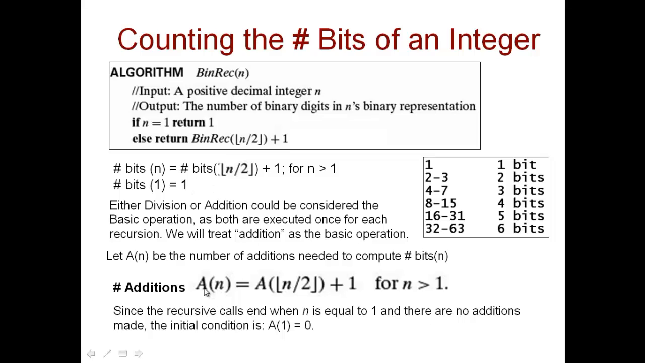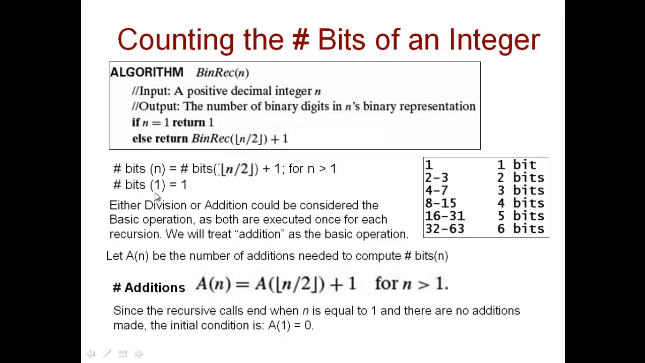So A of n is the number of additions we need to compute the number of bits for n, same as the number of additions we need to compute the number of bits for n over 2, plus one more addition. That's why we have this plus one more addition. So this is plus one more bit, and that is one addition. So that's the number of additions, and this is for n greater than 1.